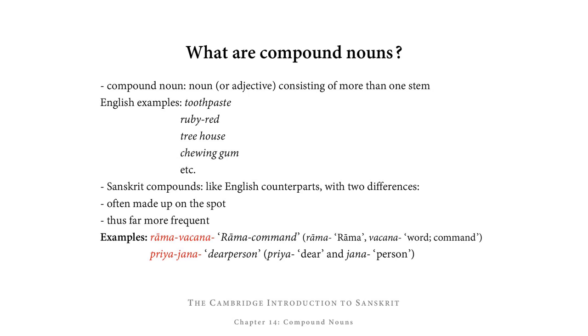Compounds in Sanskrit are principally like English counterparts, however there are two differences. The first is that they are often made up on the spot, and the second is that as a result, Sanskrit compounds are thus far more frequent than compounds in English. So in Sanskrit, for example, I might say Rama Vachana, a compound, literally Rama command, instead of saying a command of Rama, a command from Rama, a command by Rama. So I could phrase this as just one word, as one compound. I could also say Priyajana, literally dear person, rather than using two words, dear and person, individually to describe someone.